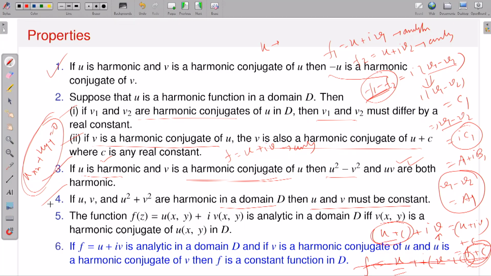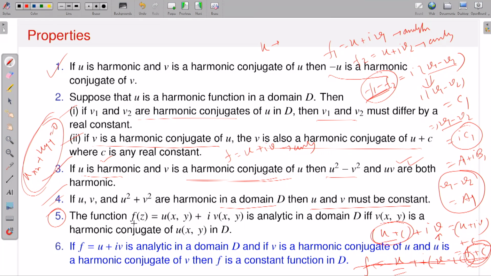So you just also take it as an exercise and prove it. 3 and 4, you just take it as an exercise. It's just using the simple Laplace equations, and you have to do a little bit of algebra. You will be able to prove 3 and 4. Fifth one, I already discussed everything.